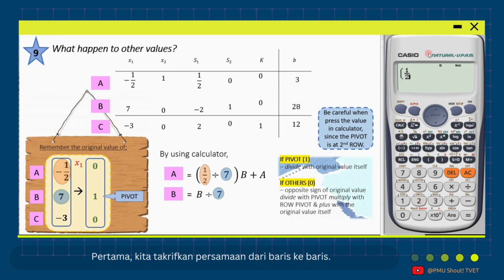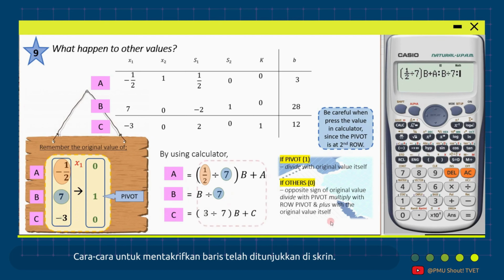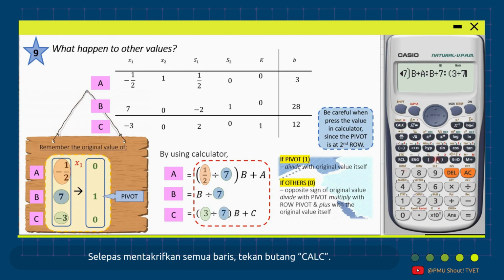First we define the equation row by row. Between the rows you must press the semicolon. How to define the row, the equation? You can read the description on the screen here. After you define all the rows, you must press the button CALC.